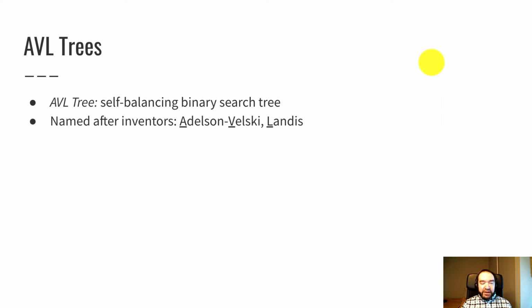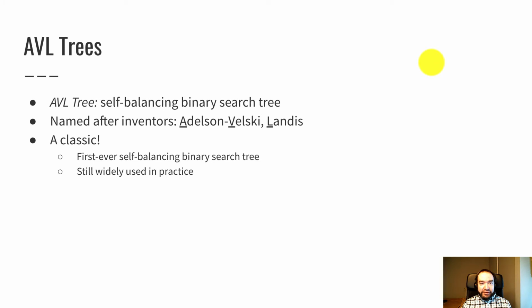It's named after the inventors Adelson-Velsky and Landis, so AVL comes from the initials of the people's names that discovered this. It's a classic. The AVL tree was actually the first ever self-balancing binary search tree that was discovered, and it's still widely used in practice. A lot of map and set data structures in practical programming languages still use AVL trees.